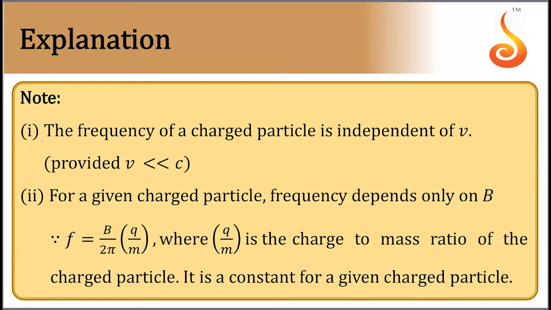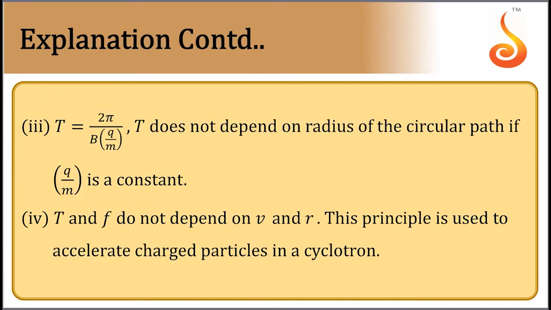Yes. So we have taken this. For a given particle, Q by M, the charge to mass ratio, is the specific charge and it will be constant. So frequency depends only on the magnetic field and doesn't depend on radius. Time period also does not depend on radius or velocity. This is the principle used to accelerate charged particles in a cyclotron.